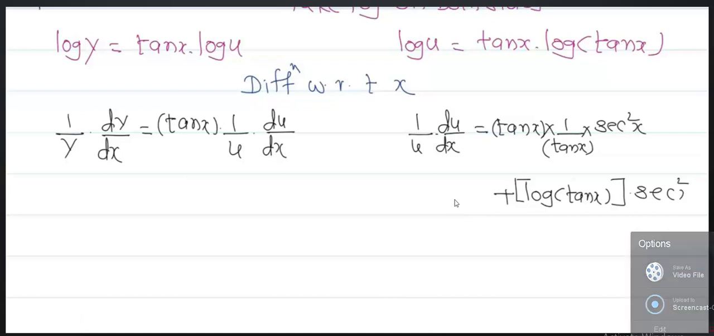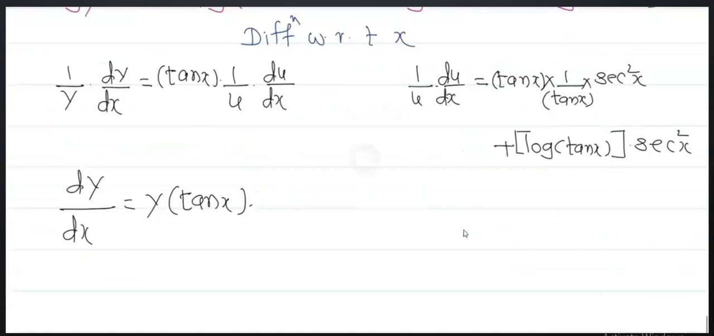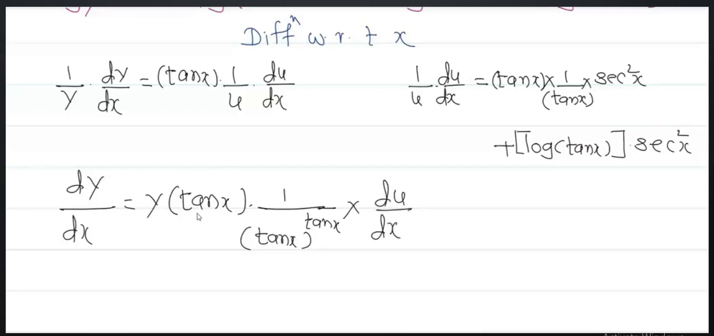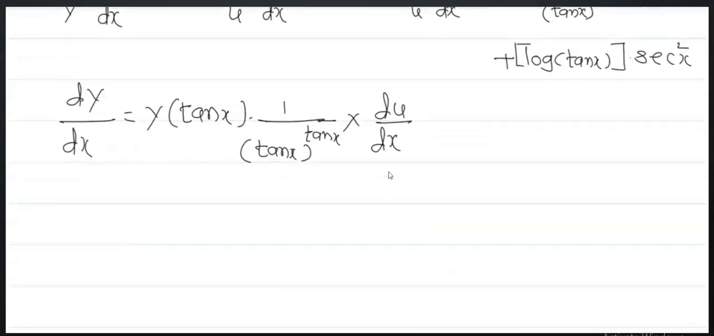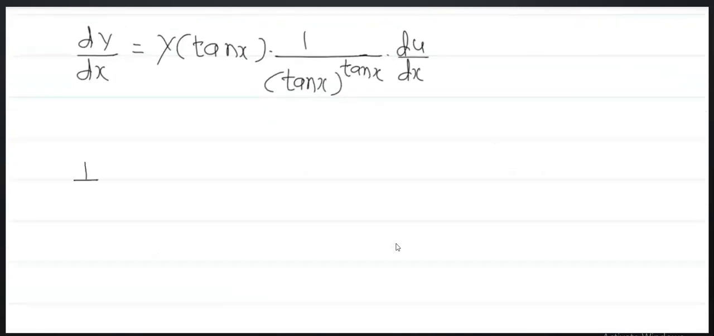And same is here, that is 1 upon u du by dx tan x. Derivative of log of tan x is 1 upon tan x into sec square x, plus log of tan x into derivative of tan x is sec square x. Here is again y into tan of x, 1 upon tan of x raised to tan x into du by dx. Therefore dy by dx is equals to y into tan x into 1 upon tan of x raised to tan x into du by dx.